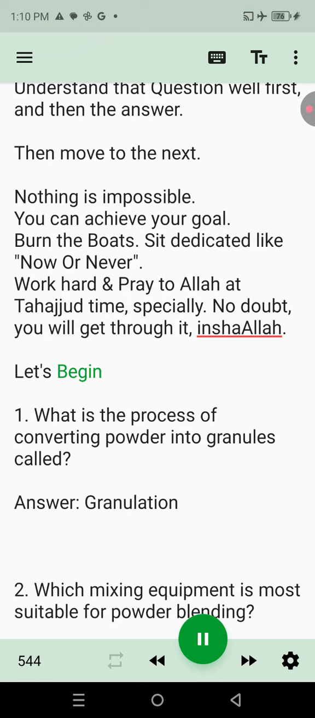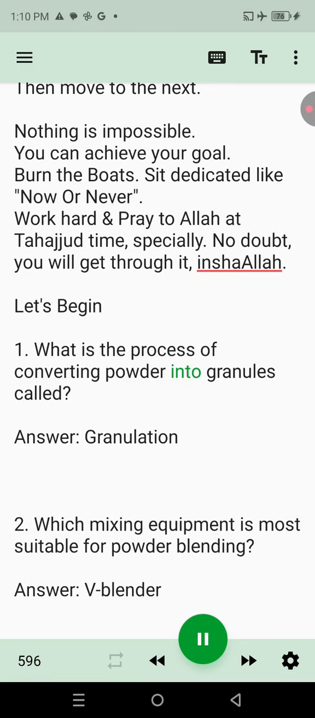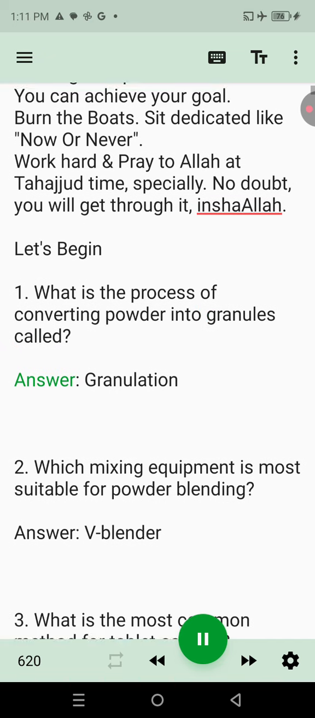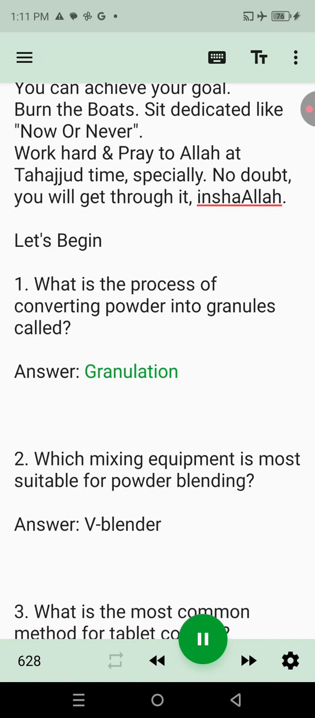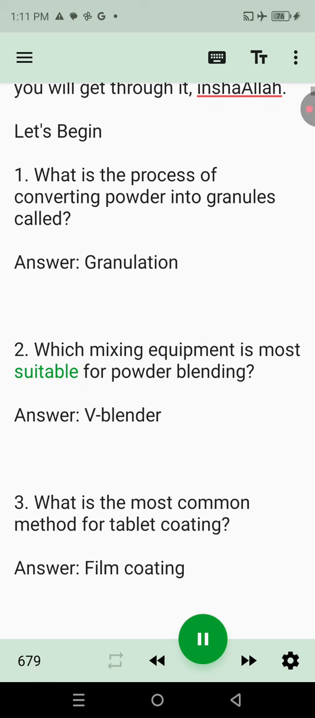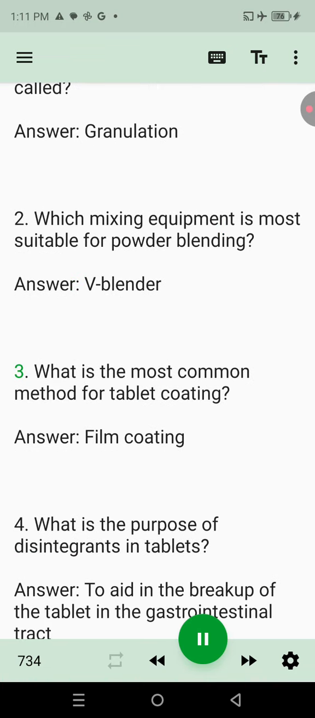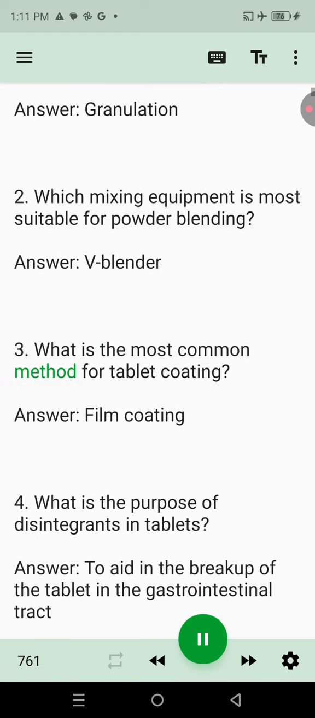Let's begin. 1. What is the process of converting powder into granules called? Answer: granulation. 2. Which mixing equipment is most suitable for powder blending? Answer: B. Blender. 3. What is the most common method for tablet coating?